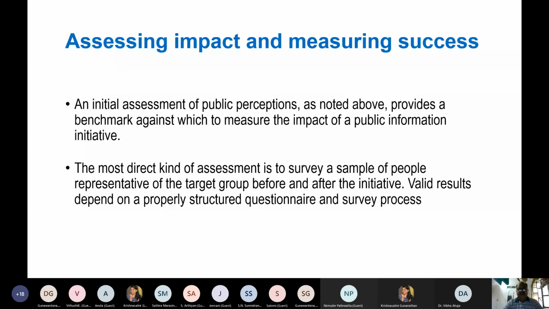An initial assessment of public perception, as noted above, provides a benchmark against which to measure the impact of a public information initiative. The most direct kind of assessment is to survey a sample of people representative of the target group before and after the initiative. This is the same group when I said we should segment our target audience. We must make communication more extensively and continuously, because valid results depend on a properly structured questionnaire and survey process. As I said, the local language, the local tradition and culture, and the mood of the people, all those things have to be carefully observed when we structure our questionnaires.